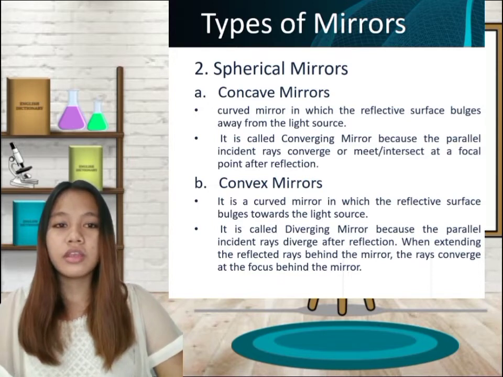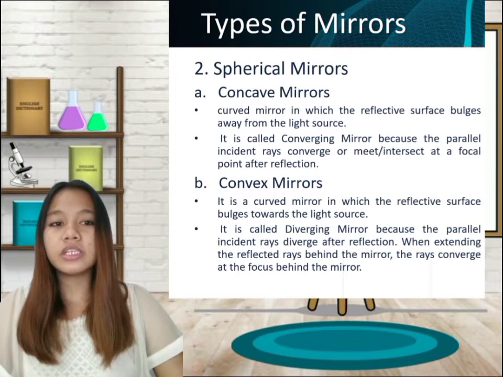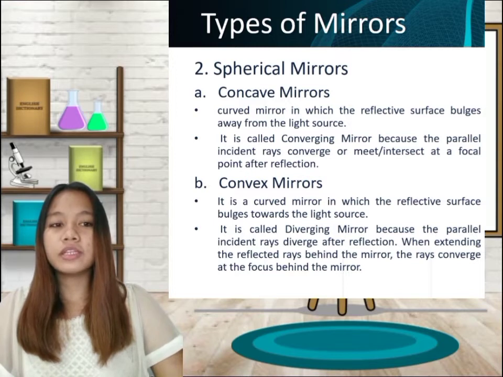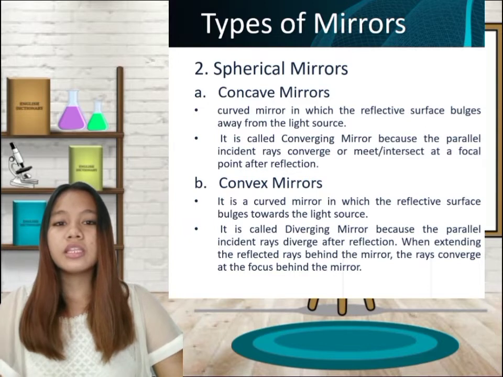A concave mirror is a curved mirror in which the reflective surface bulges away from the light source. It is called converging mirror because the parallel incident rays converge or meet at a focal point after reflection. Convex mirror is a curved mirror in which the reflective surface bulges towards the light source. It is called diverging mirror because the parallel incident rays diverge after reflection. When extending the reflected rays behind the mirror, the rays converge at the focus behind the mirror.